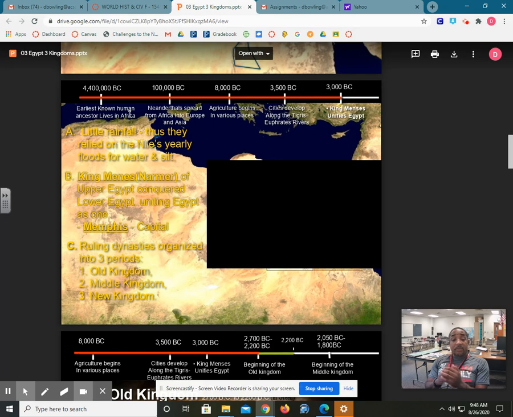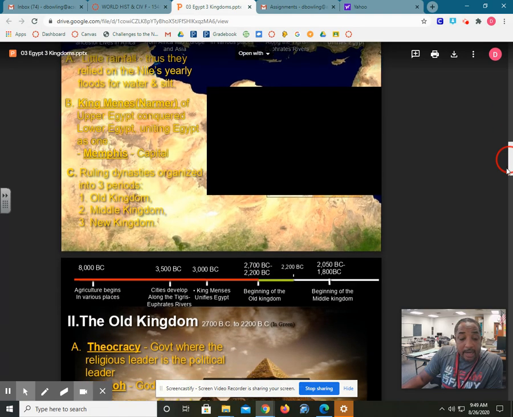What we'll see is there was little rainfall, thus they relied on the Nile River's yearly floods for water and silt. King Menes, Nomar of Upper Egypt, conquered Lower Egypt, uniting Egypt as one. The capital of Egypt was Memphis. There were 3 ruling dynasties, and it was 3 periods of time. So you had the Old Kingdom, the Middle Kingdom, and the New Kingdom, which we'll discuss right now.